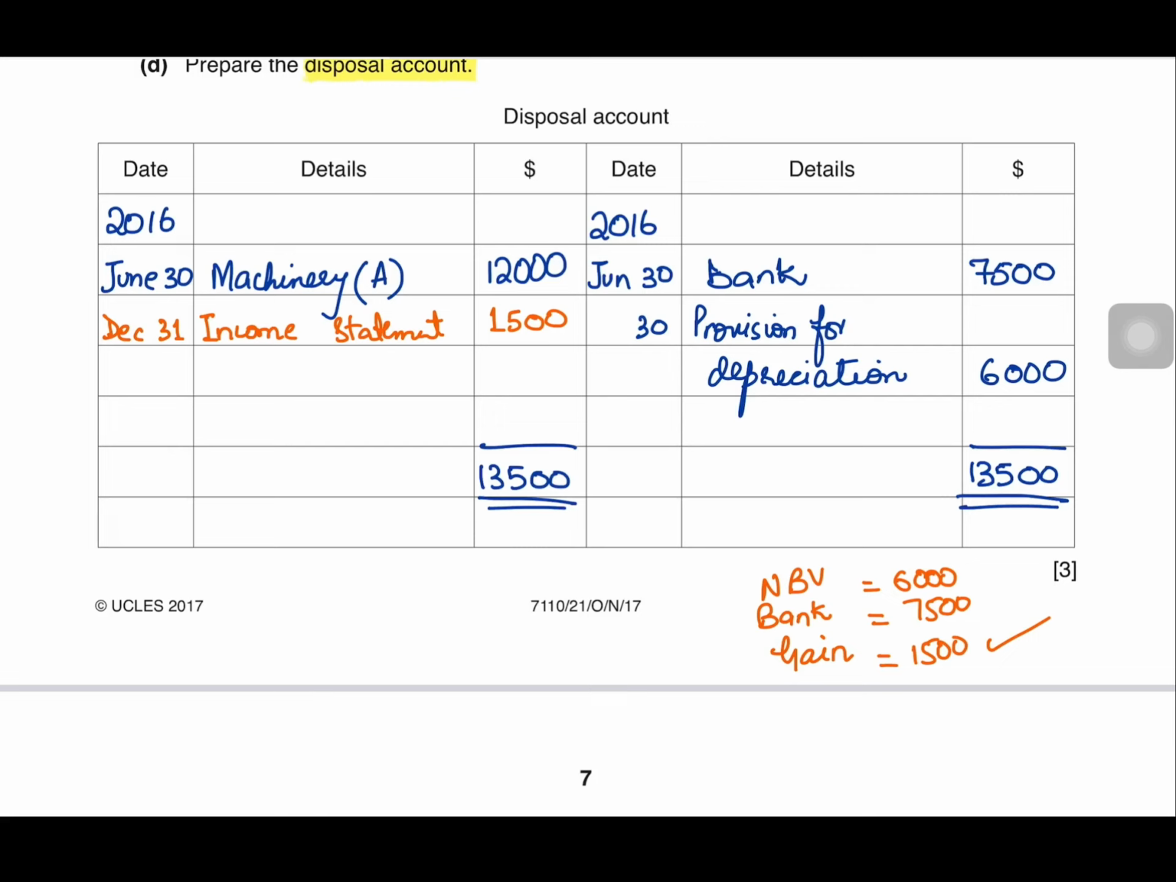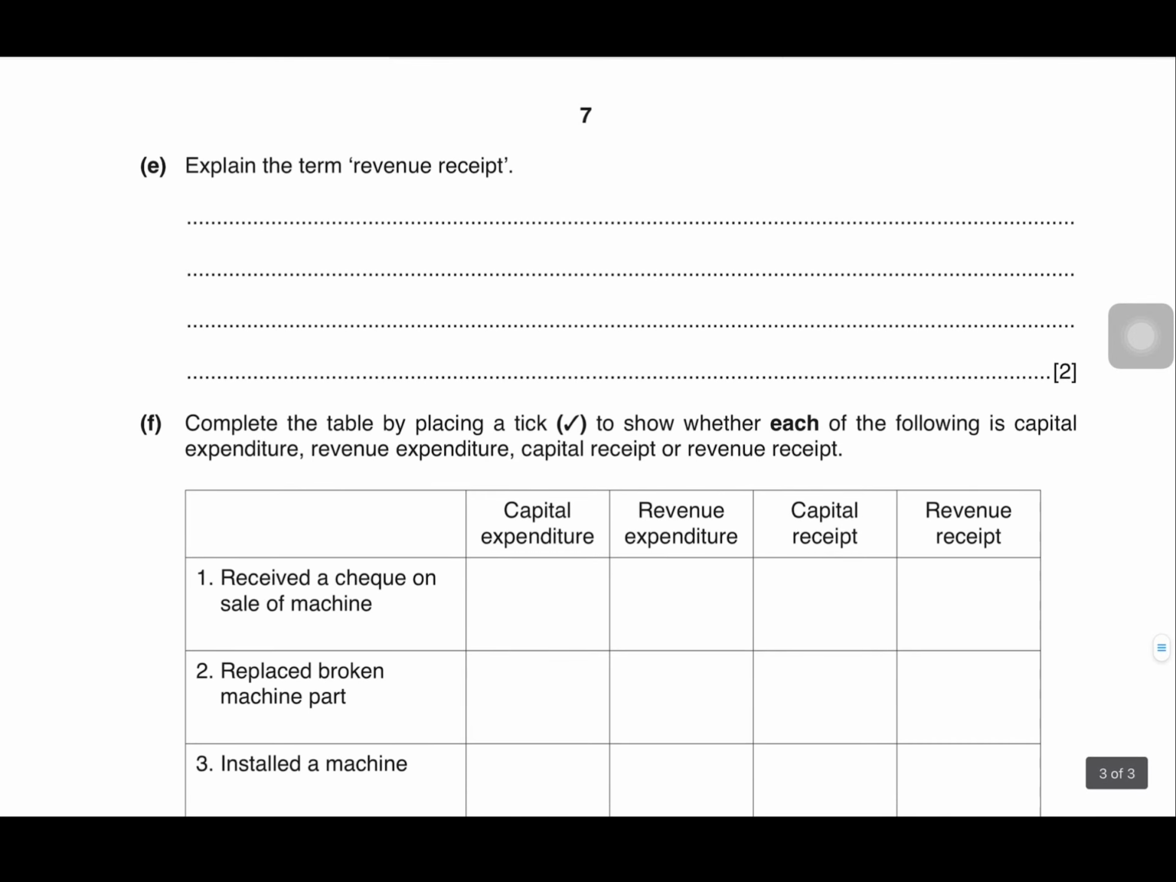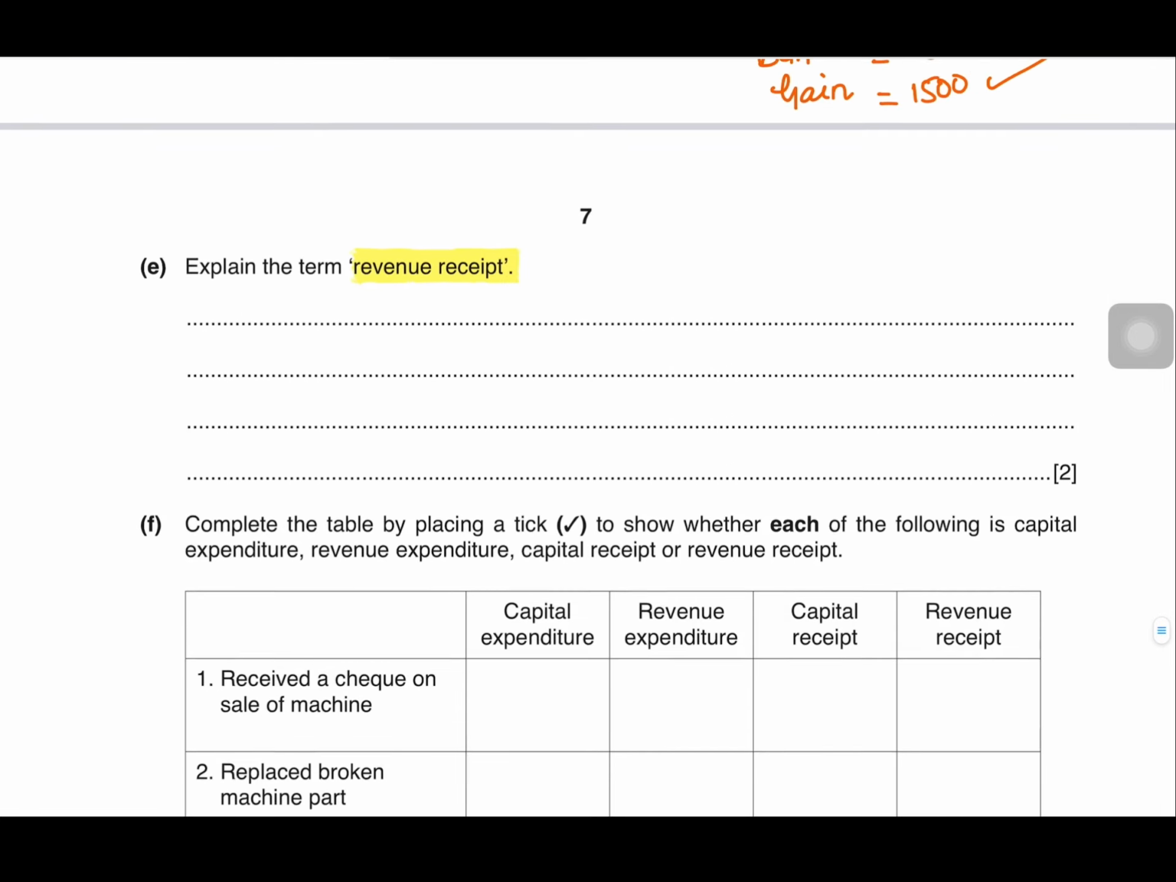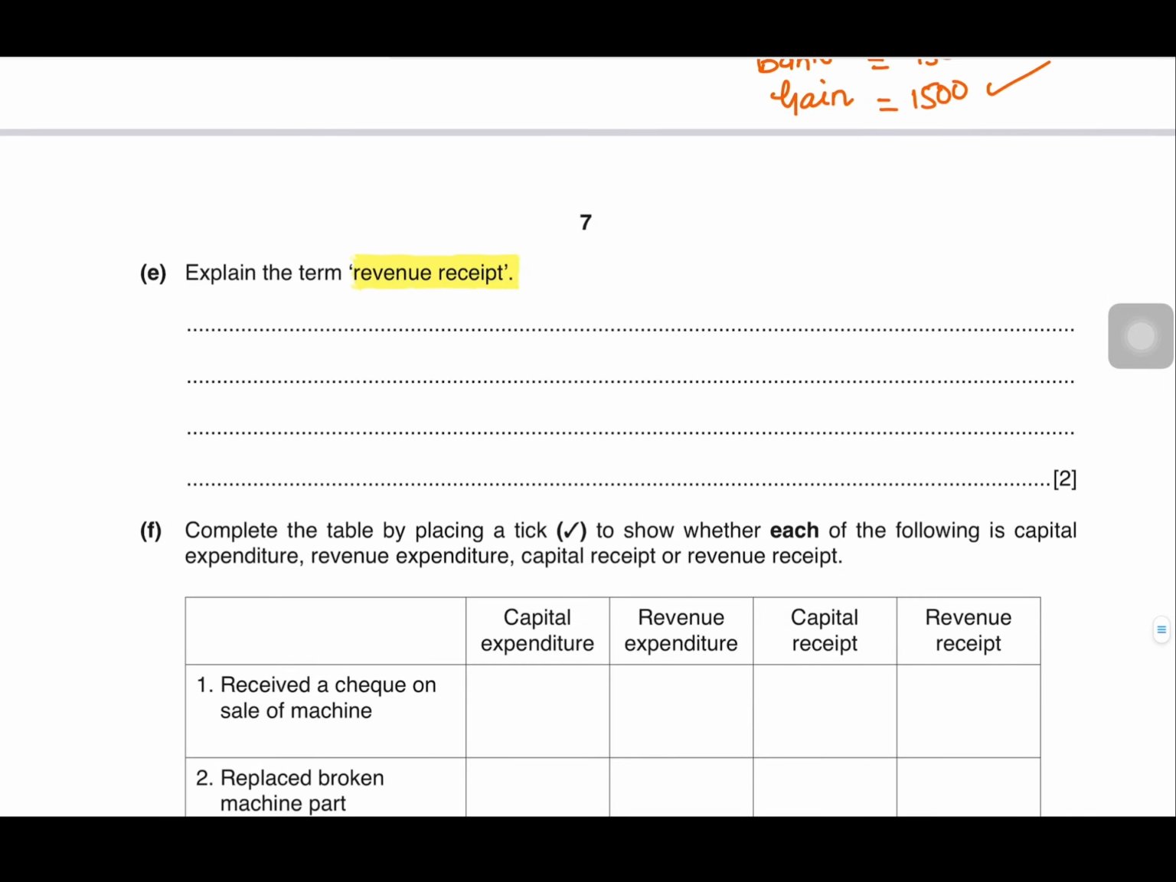Okay, so now we are done with the depreciation part of this question, but there are two more parts to this question, so let's solve that as well. Part E says, explain the term revenue receipt. What is a revenue receipt? Revenue receipts are all those receipts that are recorded in your income statement.